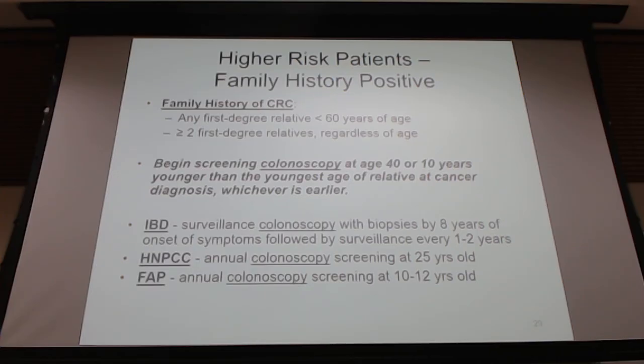Now, here's the answer to your question, and I'll bring it back up again. We'll do the check on learning. If they had a history of inflammatory bowel disease, Crohn's or ulcerative colitis, from the time they got diagnosed with that, they need to be screened again in 8 years. And then probably after that, it's going to go every 1 to 2. But their initial screening is considered 8 years from the time that they were first diagnosed with that.